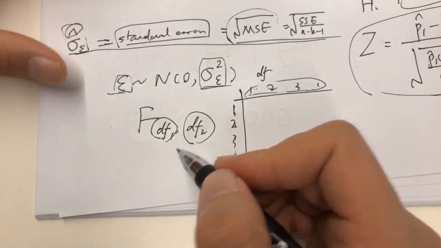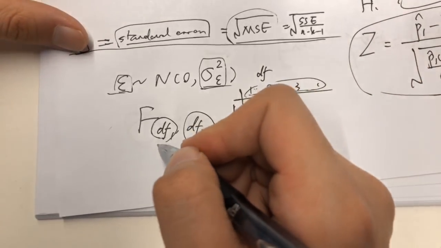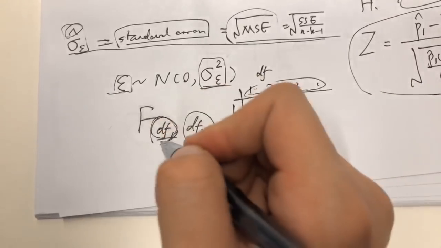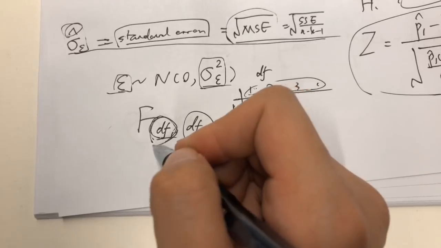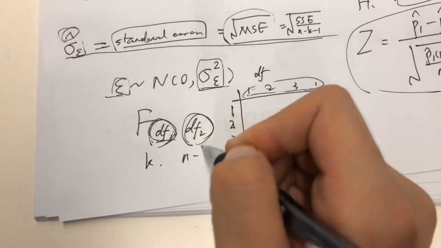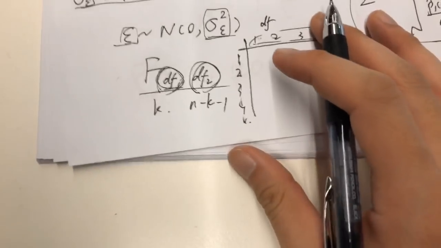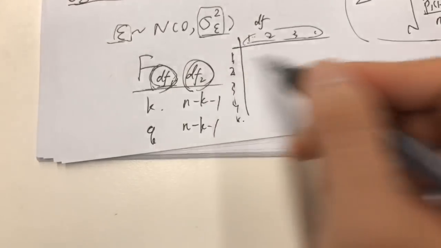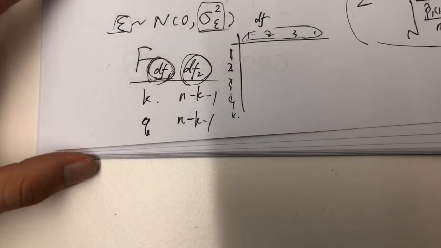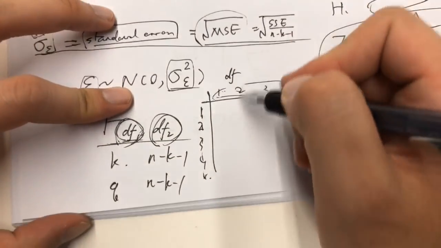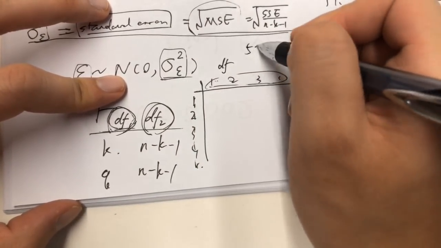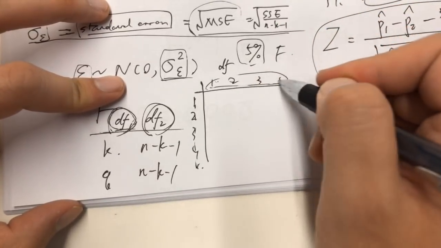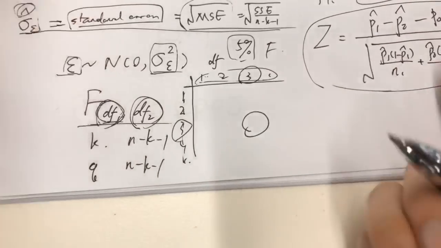For example, if it is a linear regression problem, then the first degree of freedom should be the degree of freedom of SSR, which is k, and the second one is n minus k minus 1. If it is a restricted F test, the first one should be q, and the second one is n minus k minus 1. So it depends. For the table critical values, it should not be that hard. For example, this is a 5% F table, and you just find degree of freedom 1, degree of freedom 2, and then find that value.